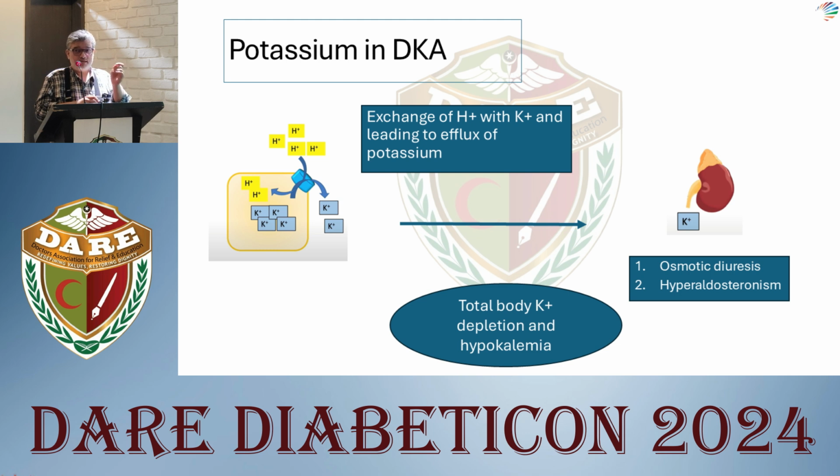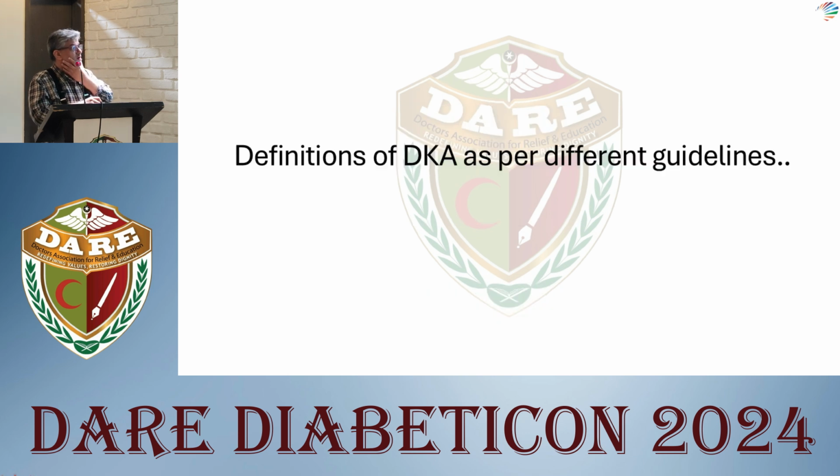The moment you start correcting their acidosis with insulin infusion, which we are going to see in the next slides, you will suddenly see the potassium dropping. So we need to be very careful that there is a big risk of hypokalemia, and also because of hyperaldosteronism, there is a risk of hypokalemia in patients with DKA. So now, do you understand the basic pathophysiology of DKA?